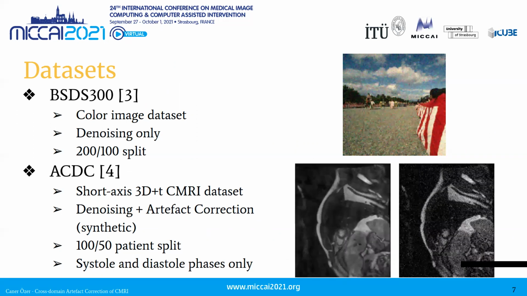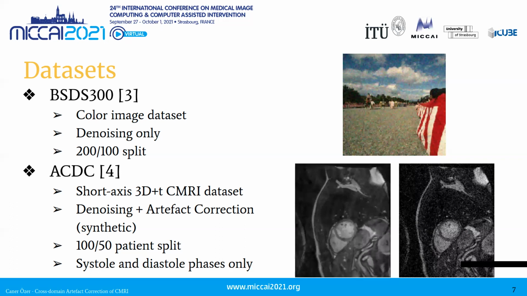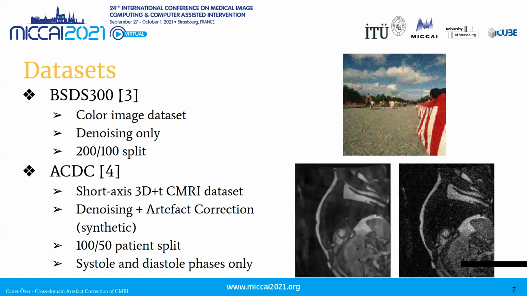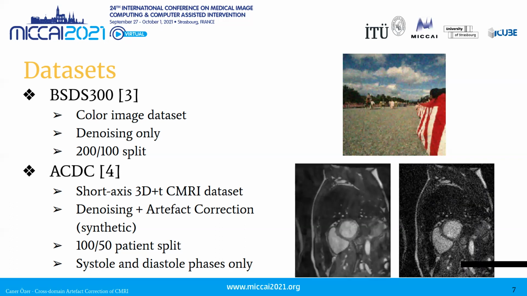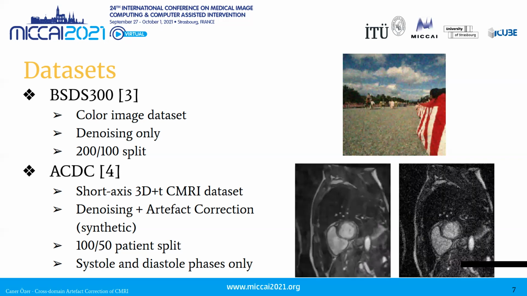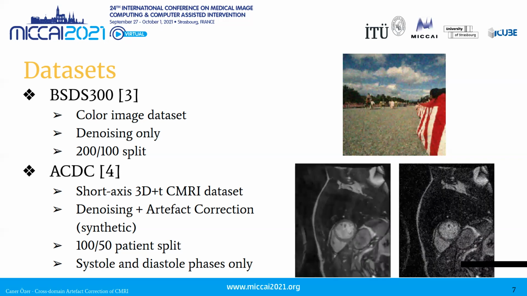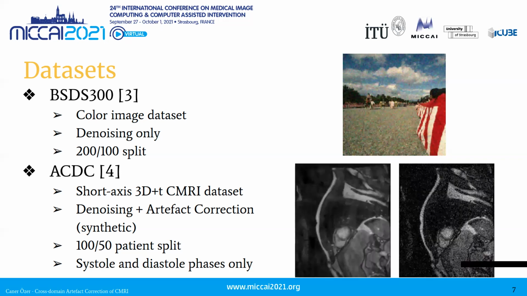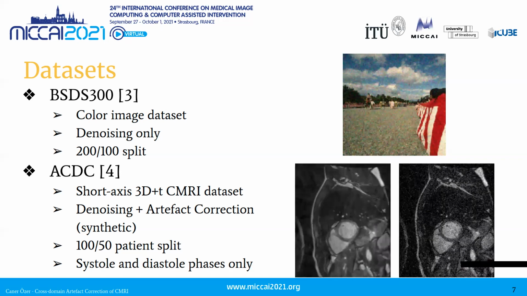In addition, ACDC is a short-axis CMRI dataset in which we perform denoising and synthetic artifact correction. We split the dataset into two subsets where we use 100 patients for training and 50 for testing. Also, we only worked on the systole and diastole phases of the dataset.